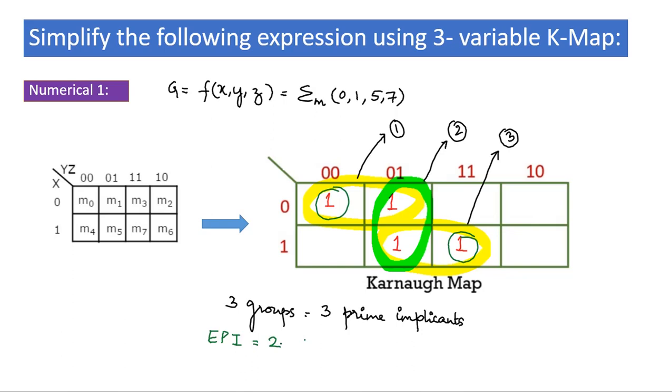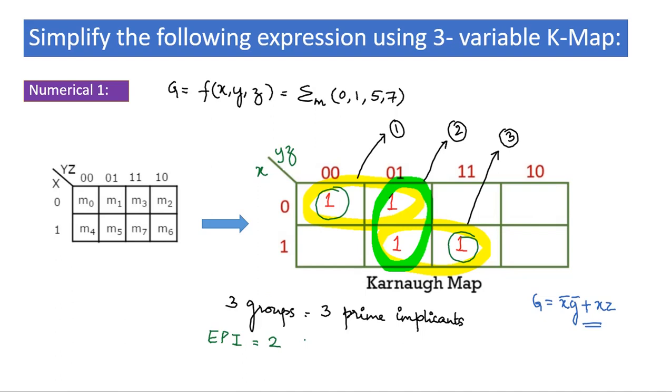So this numerical is exactly the replica of the previous one. That is why it was easy to solve. And the final expression for this can be written as x bar y bar plus x bar y bar, mainly because of this particular first group, and xz because of this third group. The second group is not considered because it's already considered in the first group and the third group. So the second group is completely eliminated.